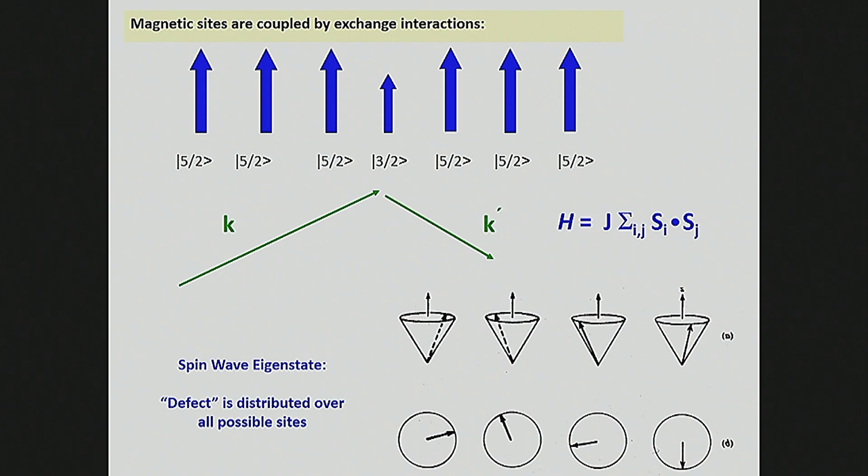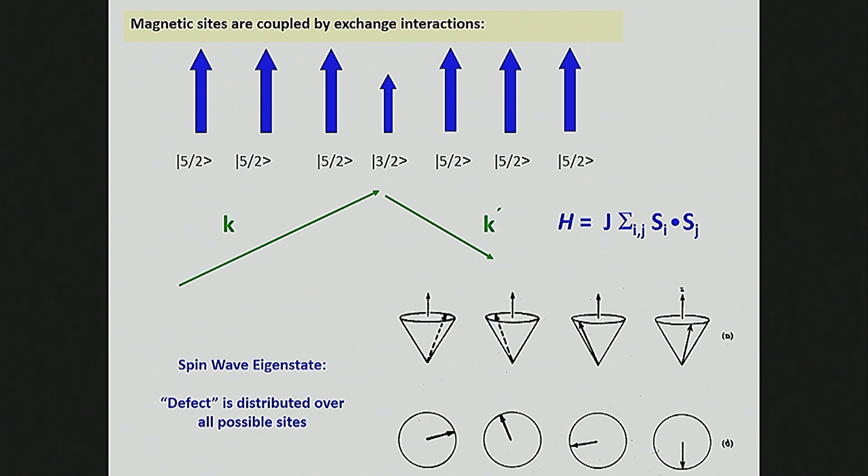Now the thing is that if the Hamiltonian looks anything like this, where the spins are coupled together by this exchange term, then this state is not an eigenstate of this Hamiltonian. So quantum mechanically, a state with a single defect at one of these sites can't exist.